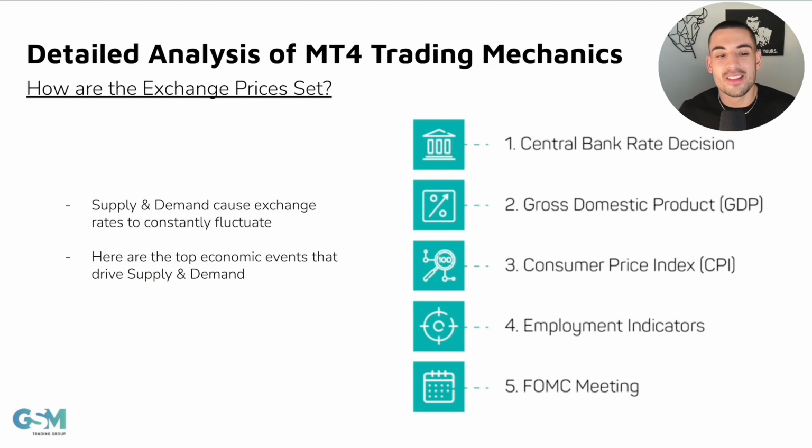These prices are set by supply and demand. These cause exchange rates to constantly fluctuate. Now, supply and demand is influenced by a bunch of different economic events, but I've outlined the 5 top events that influence supply and demand.